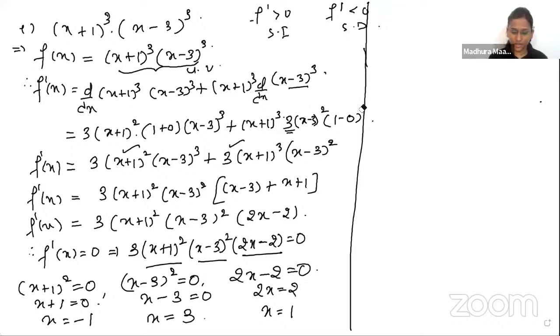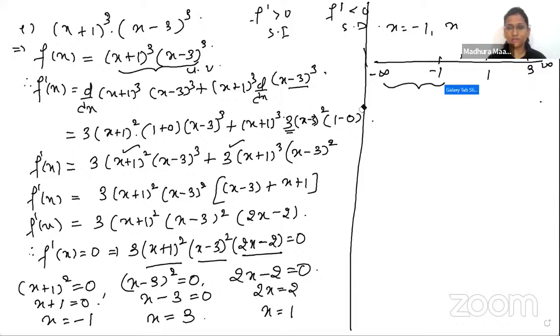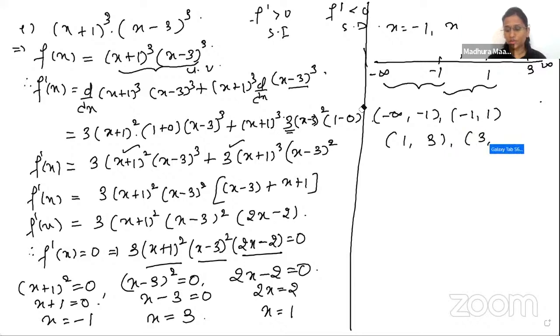If you get 3 critical points, how many intervals will you get? 4 intervals we will get. Okay, so I will just plot here. This is minus infinity to infinity. First, somewhere here we'll get minus 1, then here it will be 0, then here you will get 1, then here you will get 3. Correct? So what is your first interval? Minus infinity to minus 1, then minus 1 to 1. Next will be 1 to 3, and the last one will be 3 to infinity. Is this correct? Yes, ma'am.